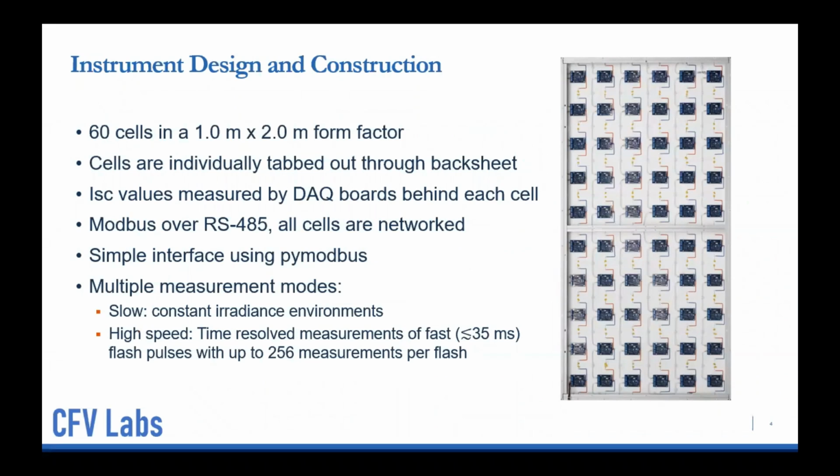And we have 2 main measurement modes. We have a slow mode, which is for constant irradiance environments, and we have a high-speed mode, which allows us to have time-resolved measurements of fast flash pulses, which are less than 35 milliseconds. And during that pulse, we can measure 256 samples. So for us, this is really important.